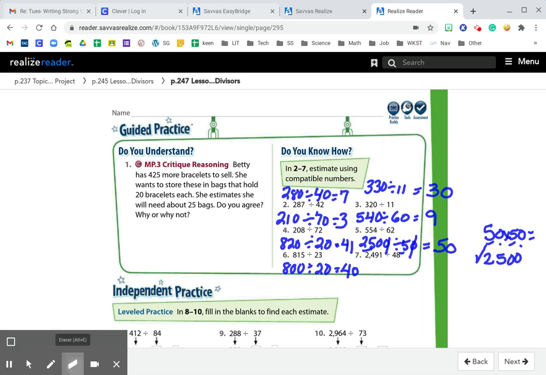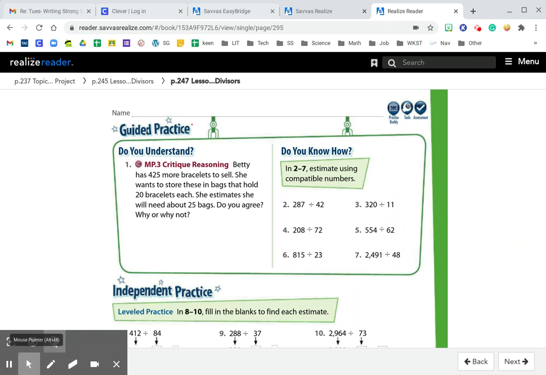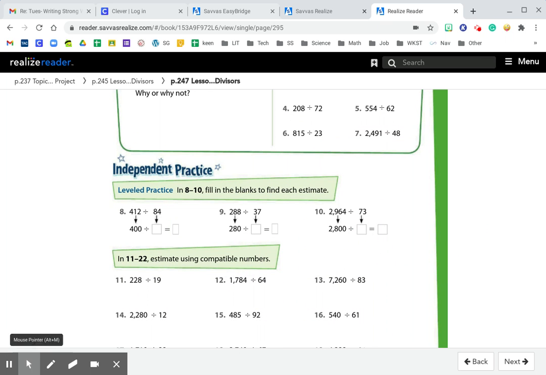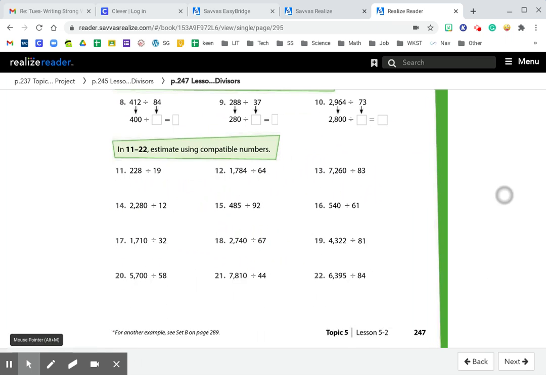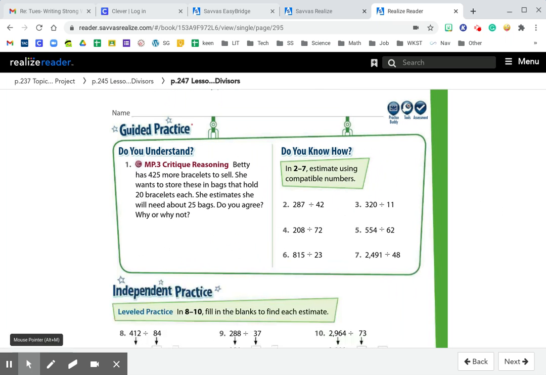And you'll see some good examples down at the bottom to help you out a little bit in the independent practice. They're telling you what they want to round, what you need to round to on a couple of them, and the rest of them you are rounding and solving. Good luck.